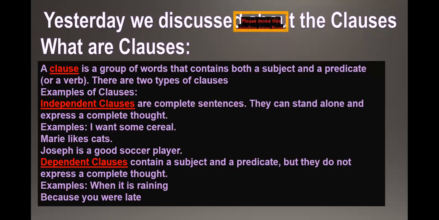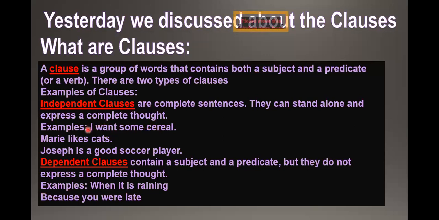I explained this to you yesterday. Independent clauses are complete sentences. They can stand alone and express a complete thought. So basically, independent clauses are those clauses that are actually complete sentences that begin with a capital letter and end with a period or full stop, and they give you a complete thought. They express a complete idea.